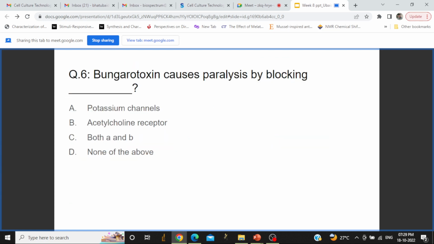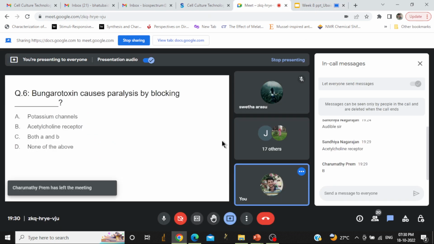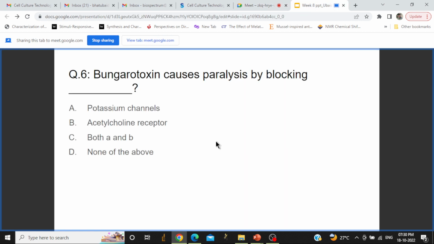So another question is: bungarotoxin causes paralysis by blocking potassium channel, acetylcholine receptor, both A and B, or none of the above. What is the answer, anyone? So the answer is acetylcholine receptor.